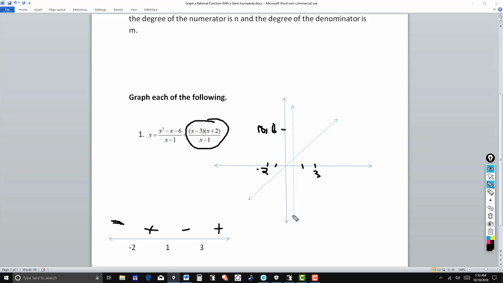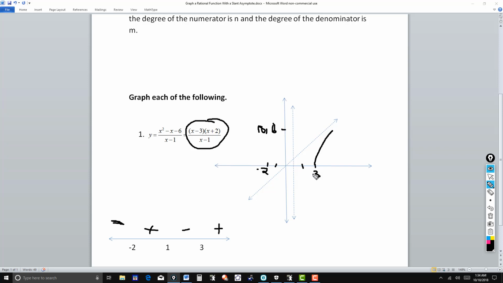In this case we have 1. Sometimes you can have, say, 2 or more, depending. Okay, so now we just use a little common sense and use the number line. Let's start on the far right. You can start anywhere you want, but I like to start on the far right, or far left. To the right of 3, I have a positive. That tells me the graph is above the x-axis to the right of 3. So here I'm going to go up because I have a slant asymptote, and I know the graph has to approach it. So it's going to go something like that.